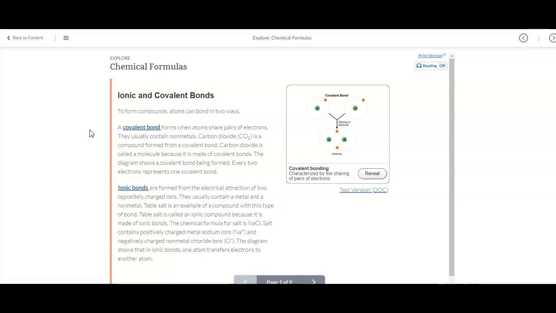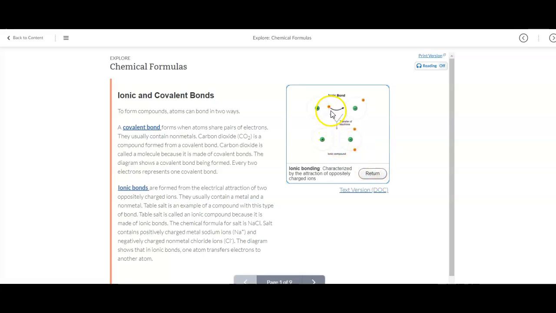Carbon dioxide is called a molecule because it is made of covalent bonds. The diagram shows a covalent bond being formed. Every 2 electrons represents 1 covalent bond. So you see the covalent bond here. You've got the 2 different atoms, and then the electrons here are shared. We know that means it's covalent, so that would be 1 covalent bond.